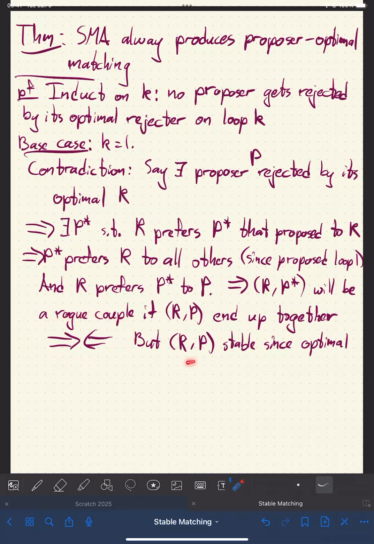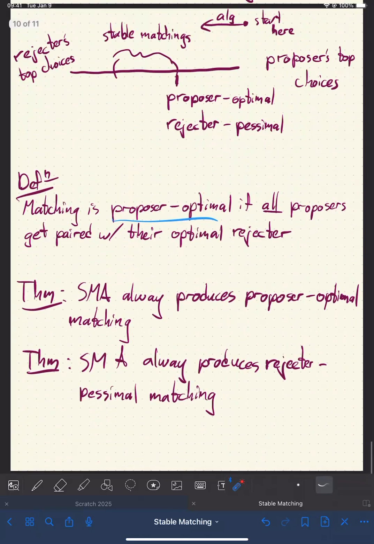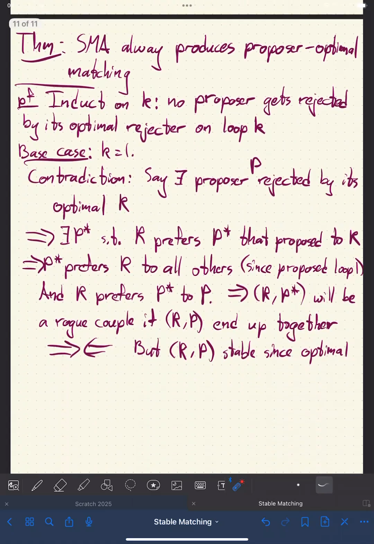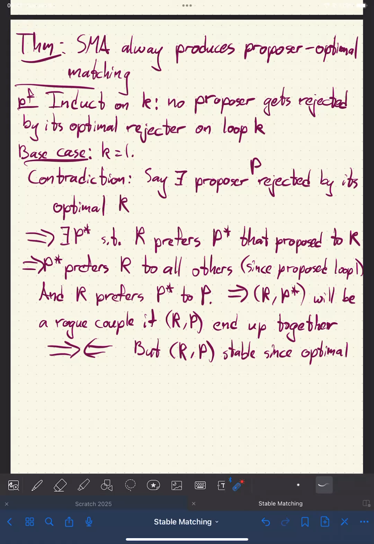Contradiction, because R and P have to be stable by definition of optimality. Optimality is, again, talking about optimal within the pocket of stable matchings. So just by assuming that R and P are optimal to begin with means that they must be stable. So if it ever gets rejected by its optimal rejector, then we follow this logic and find a contradiction because there must be a rogue couple.